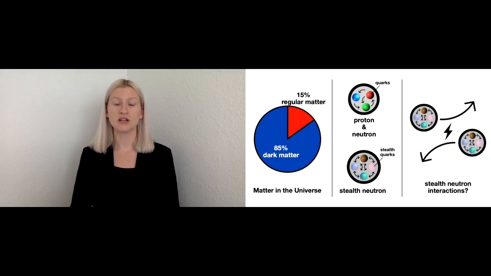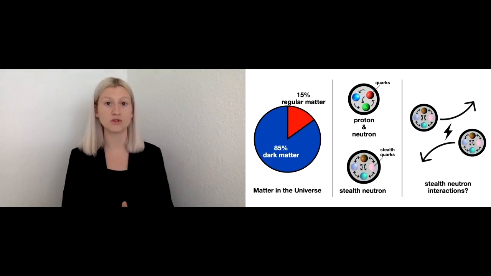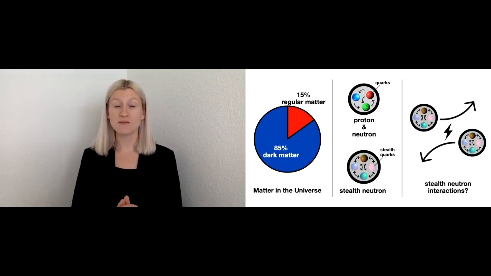To answer that question, I'm exploring a hypothetical model called stealth dark matter, where particles that we call stealth quarks are hiding inside the dark matter particles that we call stealth neutrons. So dark matter gets its mass just like regular matter.